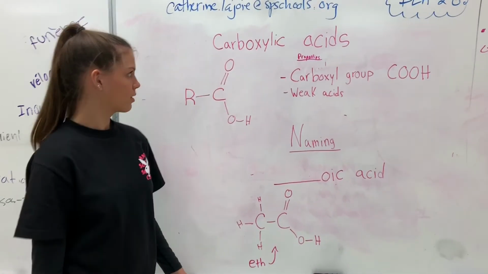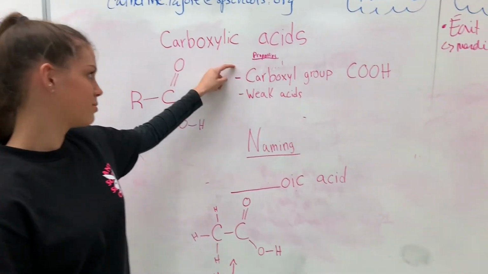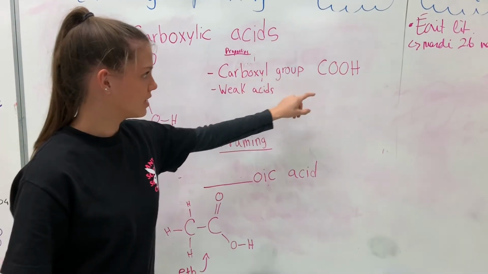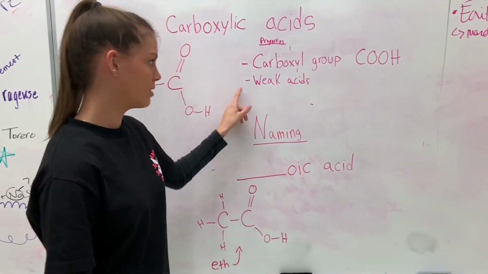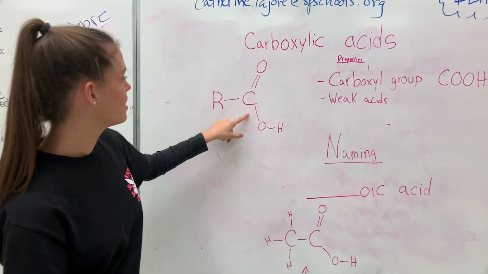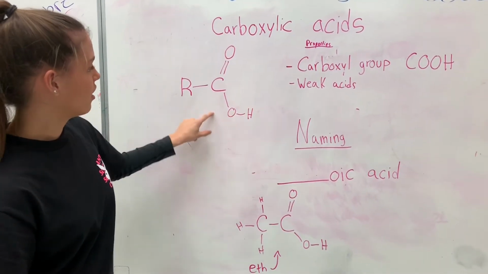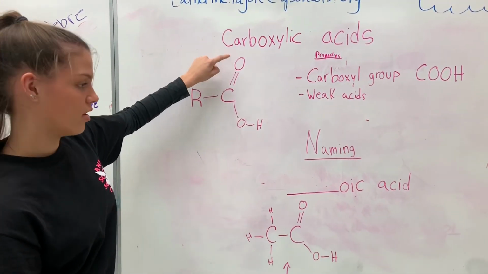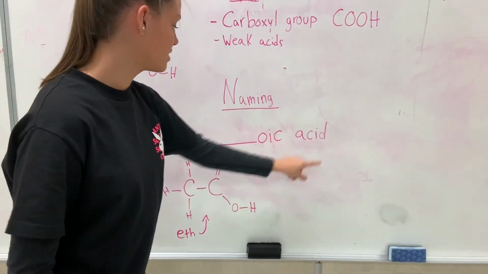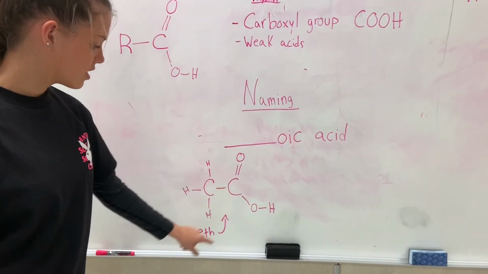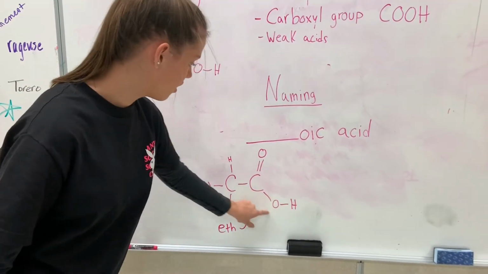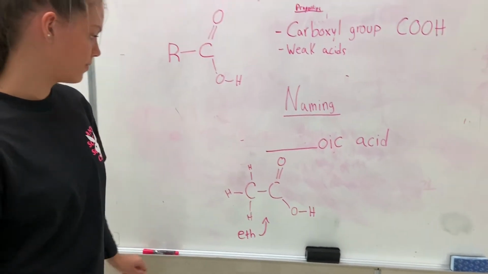Okay, so next we're going to talk about the carboxylic acids. Here are its properties. The carboxyl group is COOH, and they are classified as weak acids. Here's the structure of it, the R, then the alcohol group, and the double bonded oxygen up here. And here's how you name it. They always end in oic acid. Here's an example with 2 carbons, so this would become ethanoic acid. And here's your alcohol, and always the double bond up here.